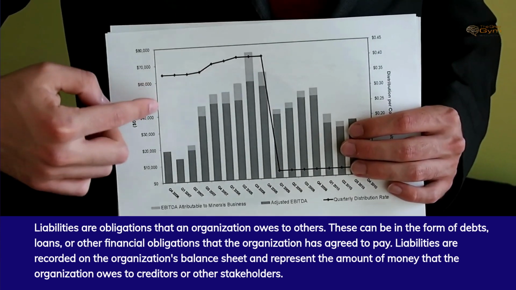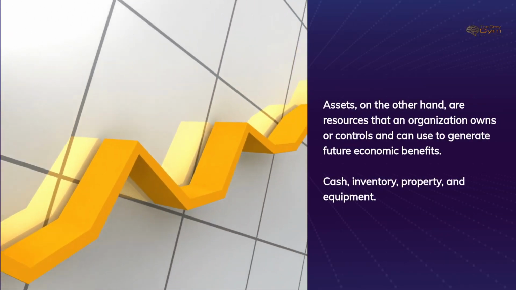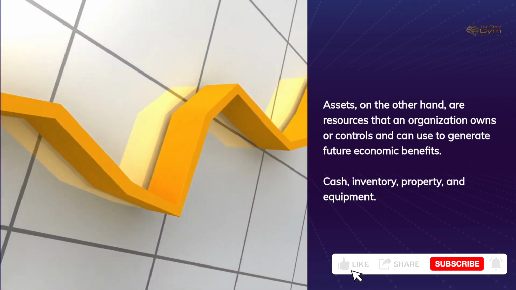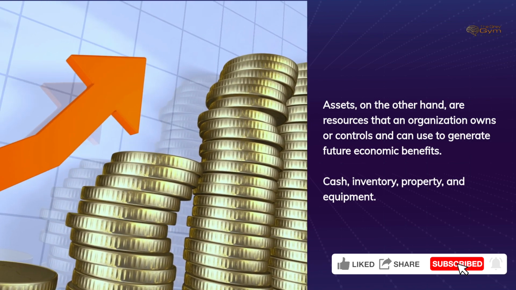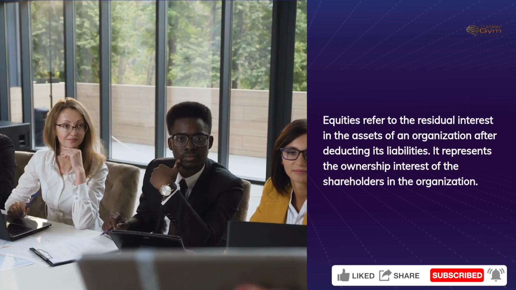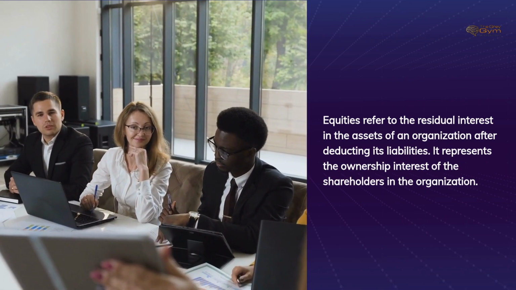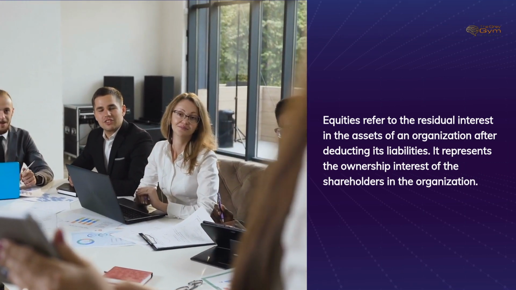Assets, on the other hand, are resources that an organization owns or controls and can use to generate future economic benefits. Examples of assets include cash, inventory, property, and equipment. Equities refers to the residual interest in the assets of an organization after deducting its liabilities.